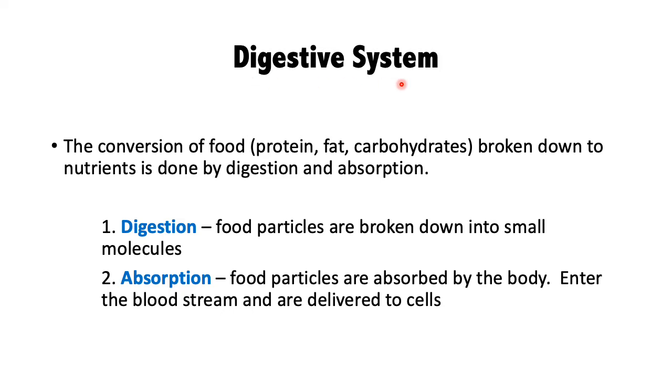So the digestive system, the main function is to digest food, and basically this is converting food particles into smaller particles that can be more readily digested by our cells. And it's also involved in absorption, which is food particles entering our body and into our bloodstream to be delivered to the cells. So digestion is a process of breaking down that food, whereas absorption is a process of delivering that food to the rest of our cells.